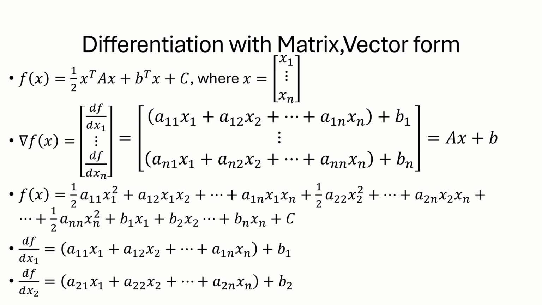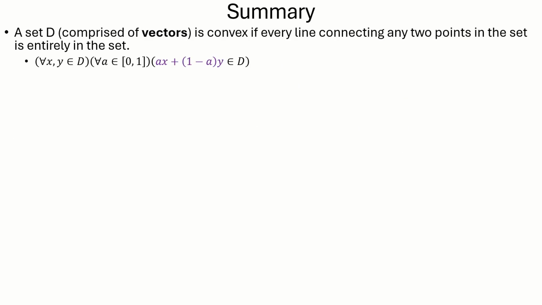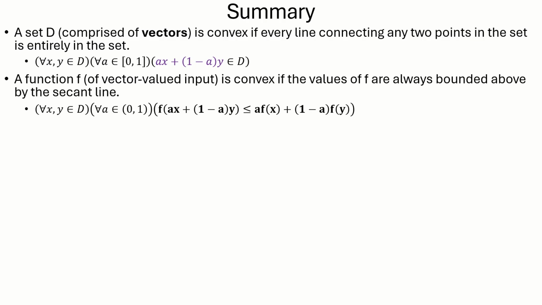Let's summarize what we've discussed in this video. First, we discussed convexity for sets, which just means you can draw a line between any 2 points in the set without leaving the set. Then we discussed convexity for functions, which means the secant line always lies above the graph of the function in some sense.